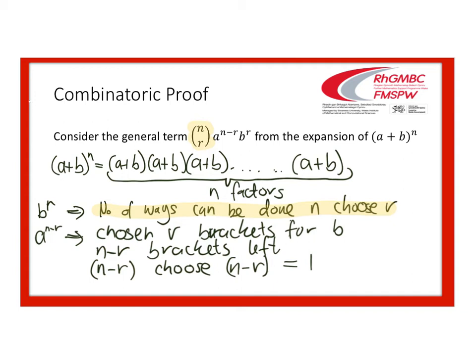So what we get is, through the process of expansion, we multiply together b r times, and the number of ways we can do this is choosing r brackets from n. Then we multiply together the a n minus r times, and there's only one way we can do this because for the only brackets left, there's only one way to multiply those brackets together. And so this is how we get this general term.